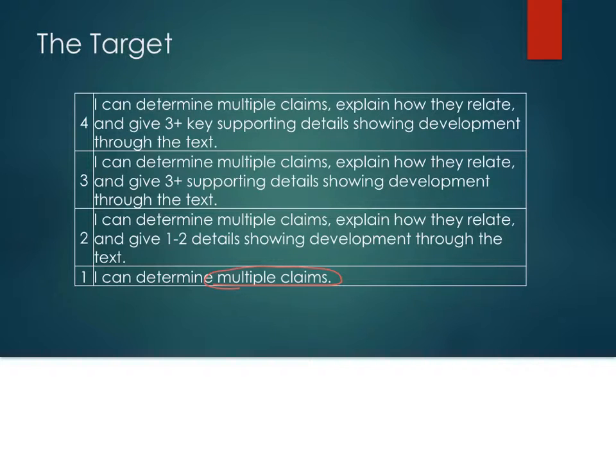include more than 2. At the 2 level, we're building, and we are not only determining the multiple claims, but we're also going to be doing several other skills. We're going to be able to talk about how those claims relate, and we're going to give 1 to 2 details showing how those claims appear in the text. Beyond that, for the level 3 or your proficiency level, we're still talking about how they relate. The key difference here from the 2 to the 3 is that you can give at least 3 supporting details for each claim that's present in the text. And at the 4 level, not only can you explain how those claims relate and give 3 supporting details or more, but those details are the key details, or the most important details.